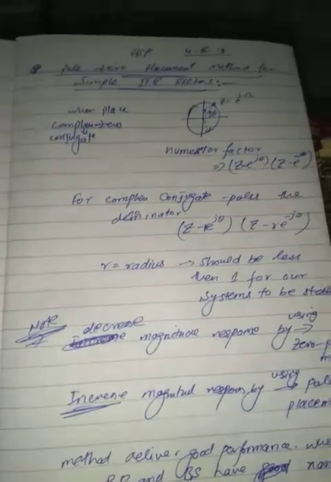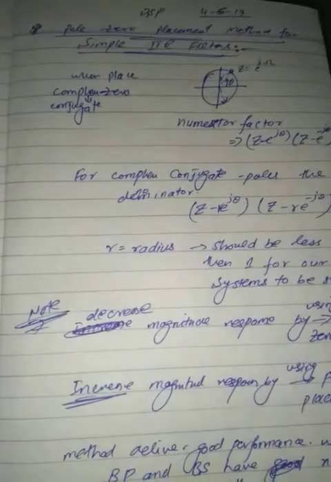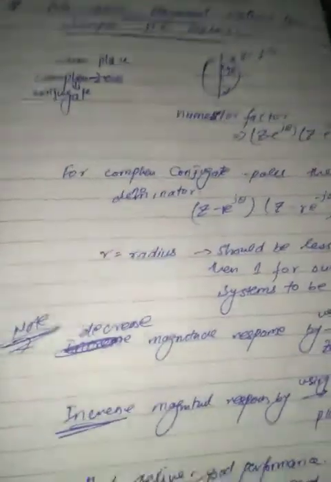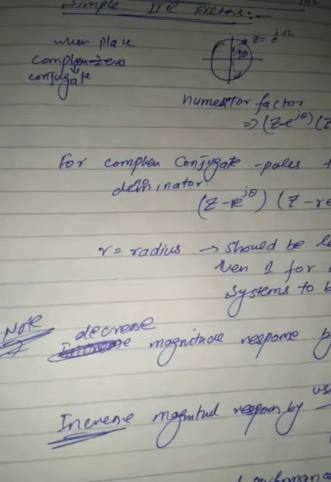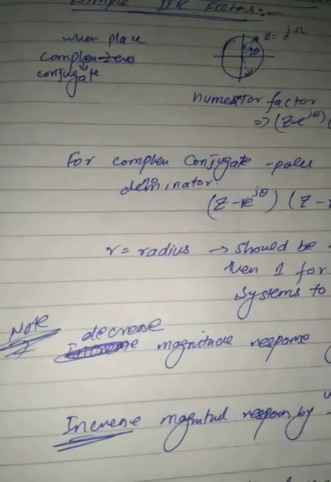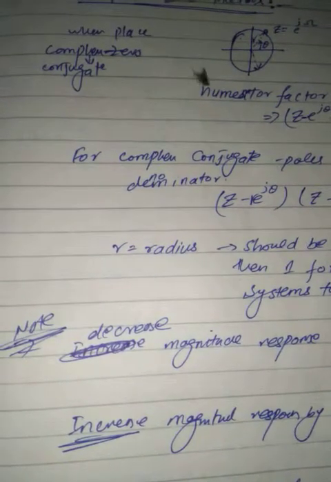So in today's lecture I am going to discuss the pole zero placement method for simple infinite impulse response filters. In the last lecture we saw different techniques for IIR filters. In today's lecture I am going to discuss the pole zero placement method for simple IIR filters. First of all, two things we keep in mind.